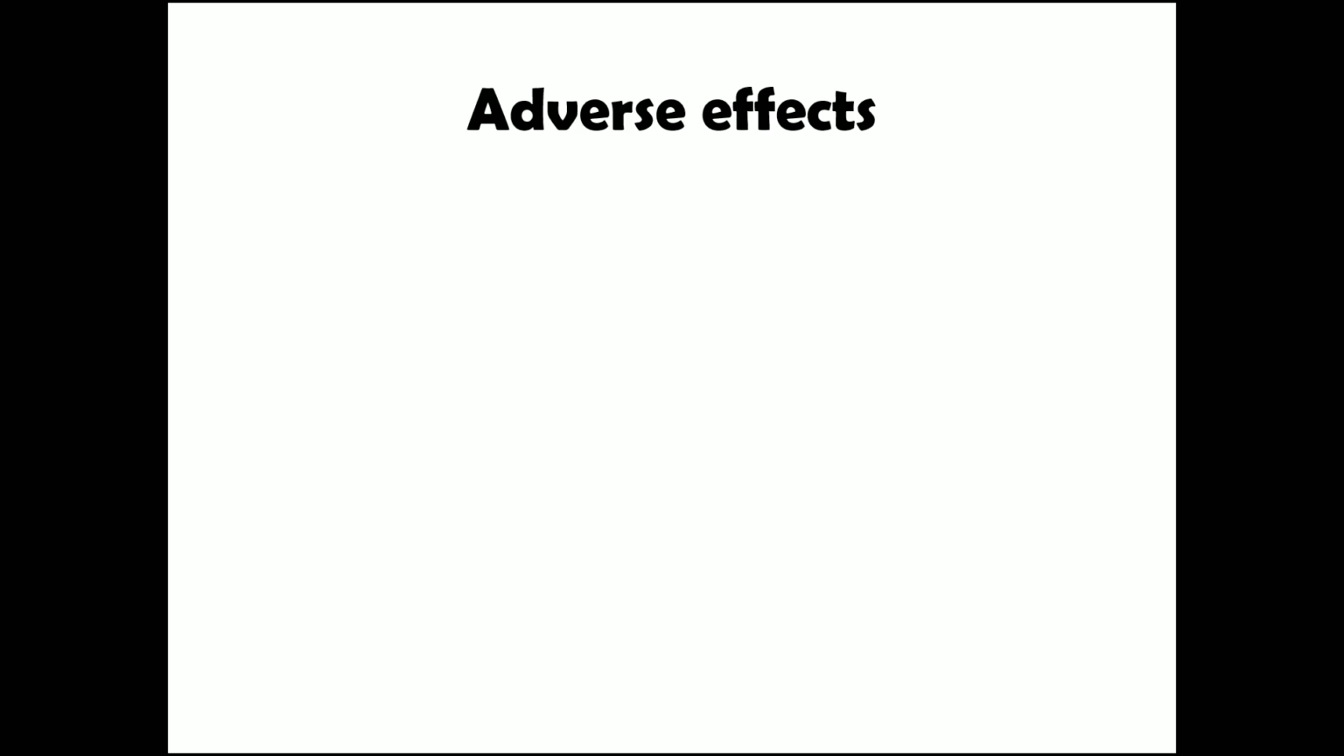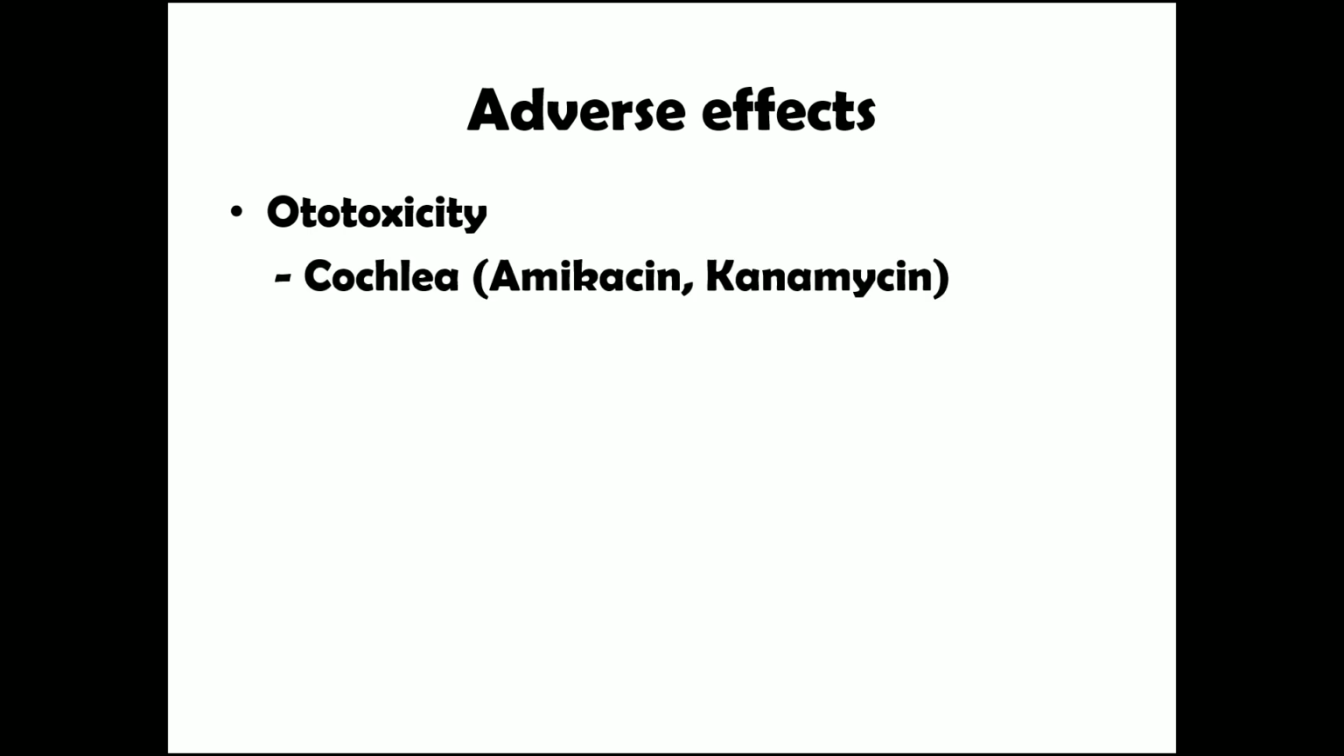Now, the adverse effects or the toxicity of these drugs. First of all, most commonly they are ototoxic drugs, which means they're going to affect the ear. As you all know, the ear has two components, the cochlea and the vestibule. The cochlea is associated with hearing and the vestibule is associated with balance. The aminoglycosides which most commonly affect the cochlea are amikacin and kanamycin, and they cause hearing loss.